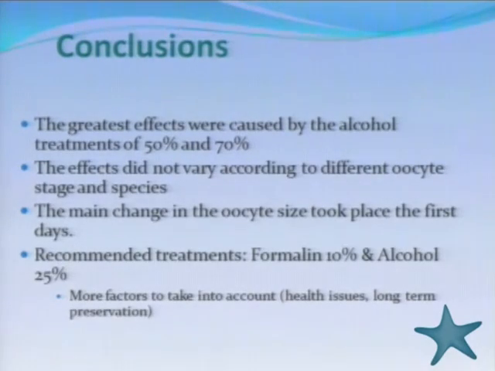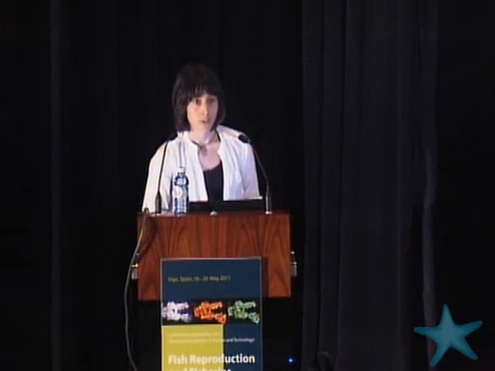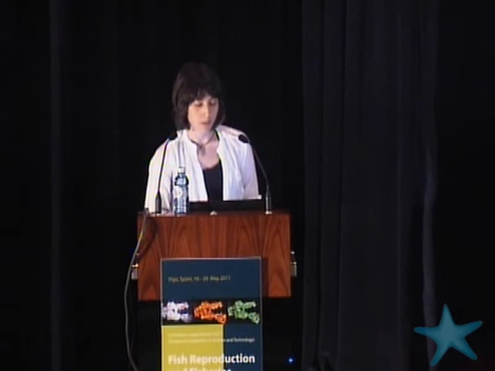And let's make some conclusions. The greatest effects were caused by the alcohol treatments of 50% and 70%. The effects did not vary according to different oocyte stages and oocyte shape, which was the different species that we had. The main change in the oocyte size took place in the first days of the implementation of the treatments. And from those tested, the recommended ones would be the formalin of 10% and the alcohol of 25%.